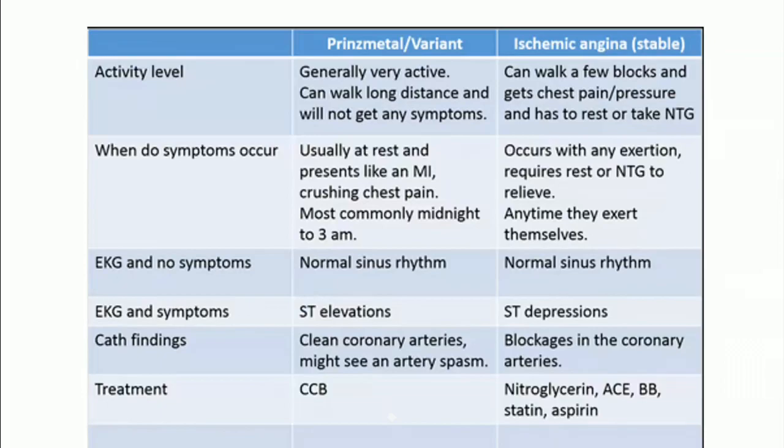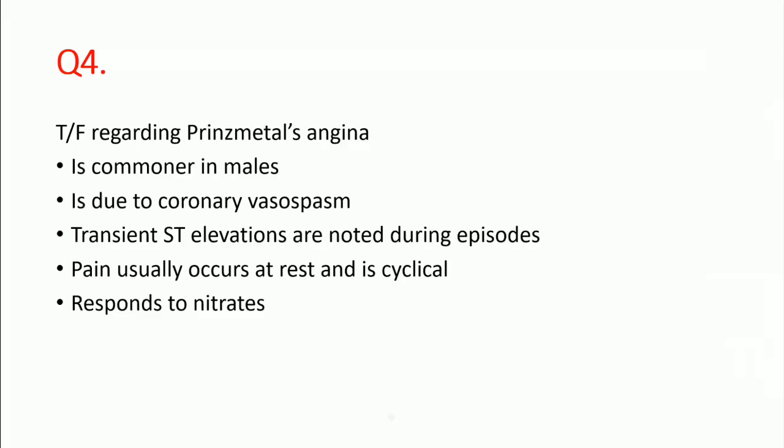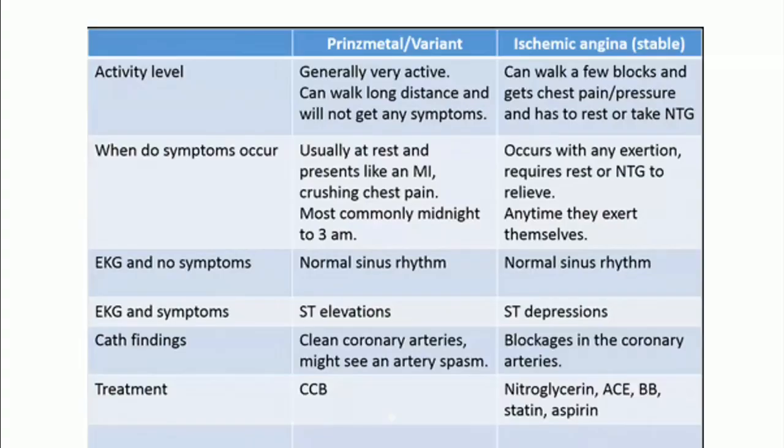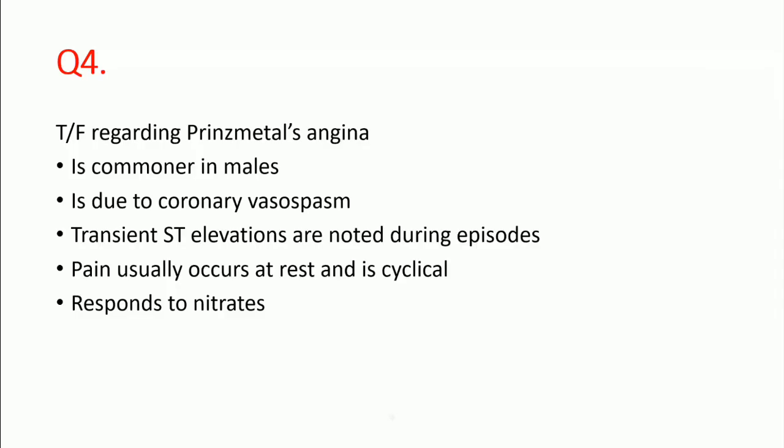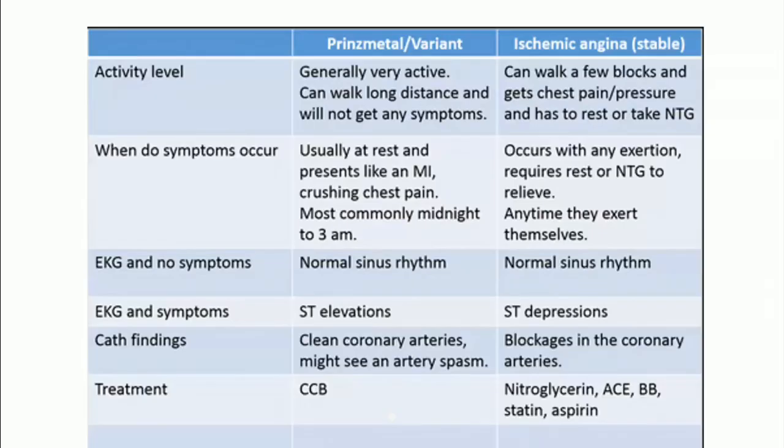Right. So Prinzmetal angina is common in females, and is due to coronary vasospasm. It has a very periodic, cyclical history. It occurs at rest, early in the morning, around two o'clock. Almost every day it comes at night. A sort of cyclical history at a specific time. And it is due to coronary vasospasm.